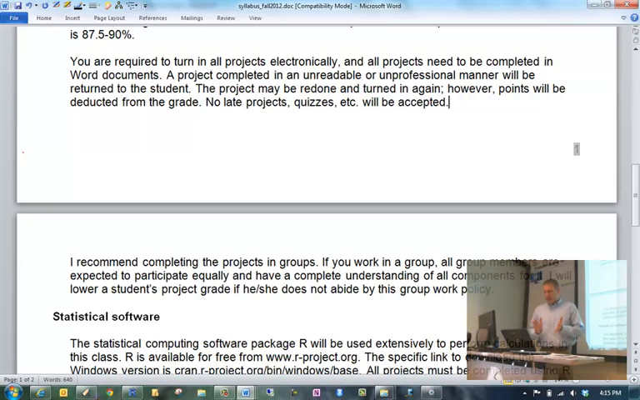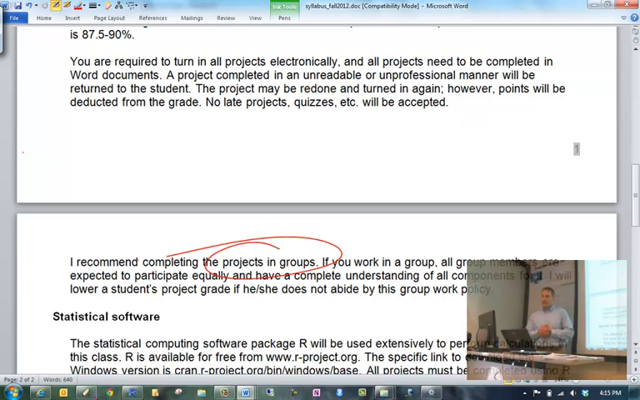If your project's not organized in a nice manner, I will turn it back to you, and you'll need to redo it. But with completing projects, you are welcome to work in groups. I'm a strong proponent of group work, that you can learn from your fellow students just like you can learn from me, so I encourage you to work in groups on the projects. But when you do that, please remember that everyone needs to fully participate on the projects.